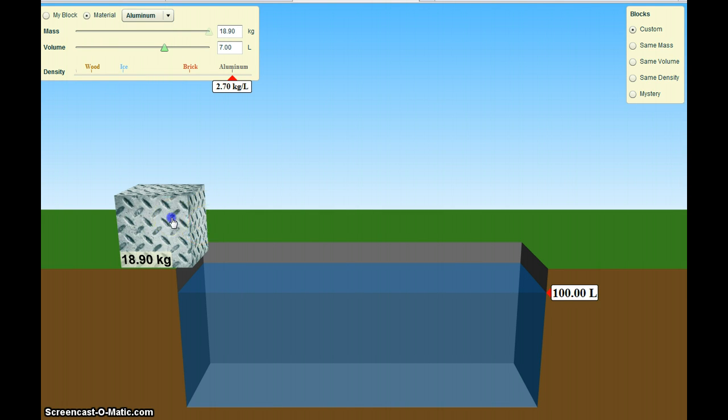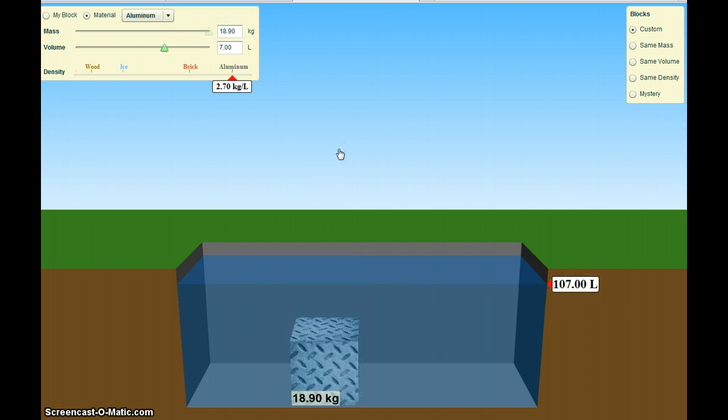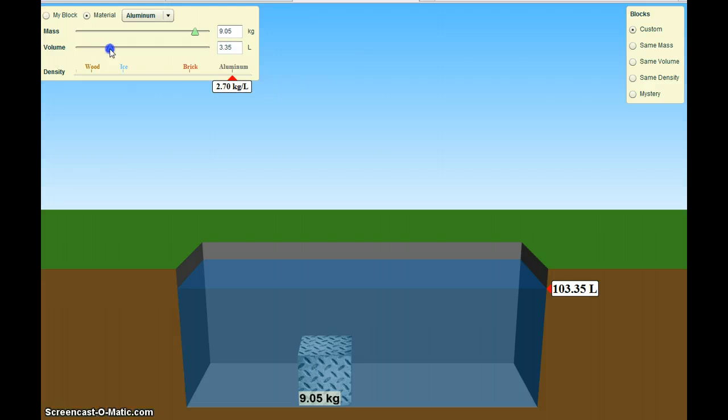Hope you guys have all made your predictions. And it sinks right to the bottom because the mass is greater than the volume, hence it's denser. And don't forget that the formula for density is mass over volume. And a good way to tell if something's dense is the liters over here on the right.